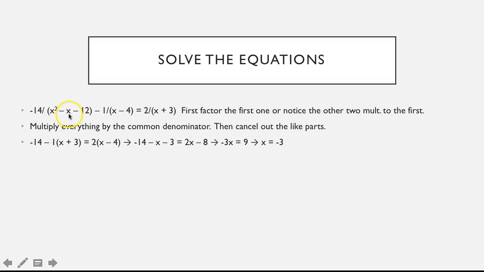When you do that, the like parts cancel out here, leaving you negative 14. You distribute negative 1 into the x plus 3 because the x minus 4 is canceled out, and here you're going to distribute the 2 into the x minus 4 because the x plus 3 is canceled out. Then you get negative 14 minus x minus 3 equals 2x minus 8. And that leads into negative 3x equaling 9 when you put your like terms together and isolate the x's on one side and your constants on the other, which leads into x equaling negative 3 when you divide by negative 3.